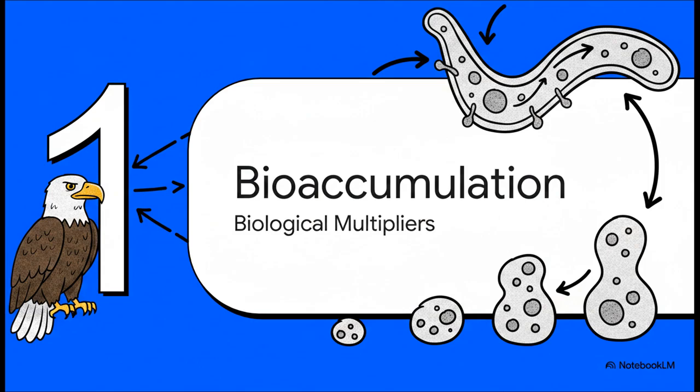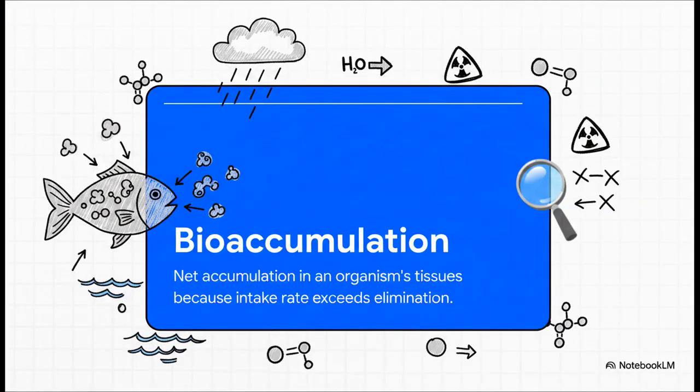Bioaccumulation and biomagnification. To solve our bald eagle mystery, we really need to understand how bodies process different types of substances over time. And that brings us to our first core concept, which is bioaccumulation. Basically, this is the net accumulation of a substance in an organism's tissues over its entire lifetime. The really crucial point here is that the rate of intake, whether that's through food, water, or just direct absorption, actually exceeds the rate of elimination. It's all about lifetime tissue loading. The chemical comes in, but it just doesn't leave.